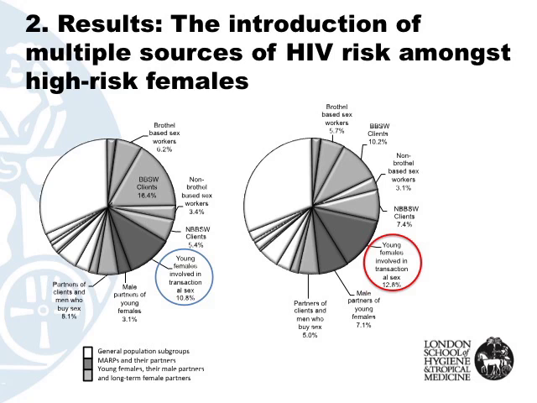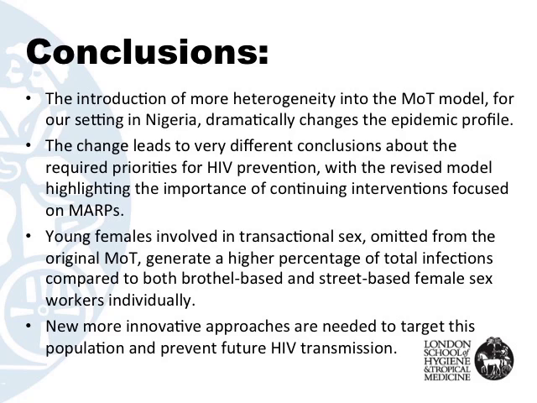So finally, to come to the concluding slide, what are our main conclusions from these revisions that we've made to the mode of transmission model? Well, the first thing to say is that the introduction of more heterogeneity into the mode of transmission model, for our setting in Nigeria at least, really dramatically changes our epidemic profile. The changes lead to very different conclusions about the required priorities for HIV prevention, with the revised model much more highlighting the importance of continuing interventions focused on most at-risk populations.